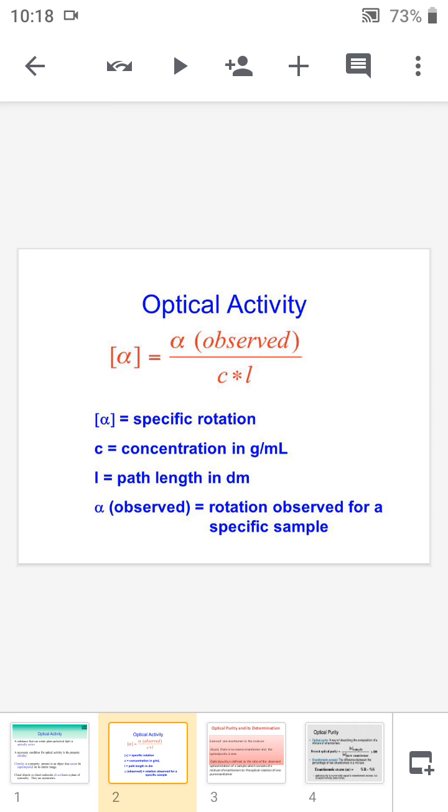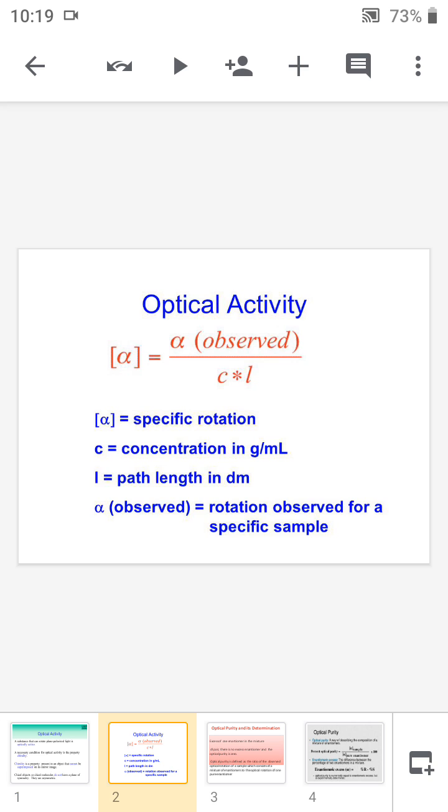Now we are moving on to how we will measure the optical activity of an organic compound. The optical activity of an organic compound can be determined by a term, that is specific rotation. Specific rotation is represented by alpha. So alpha is equal to alpha observed, that is the observed optical rotation of our compound, divided by C times L. C is the concentration of the organic compound in the unit of gram per ml, and L is the path length in decimeter, and alpha observed is the rotation observed for a specific sample. This is the equation used for measuring the optical activity of an organic compound, and alpha is known as the specific rotation.